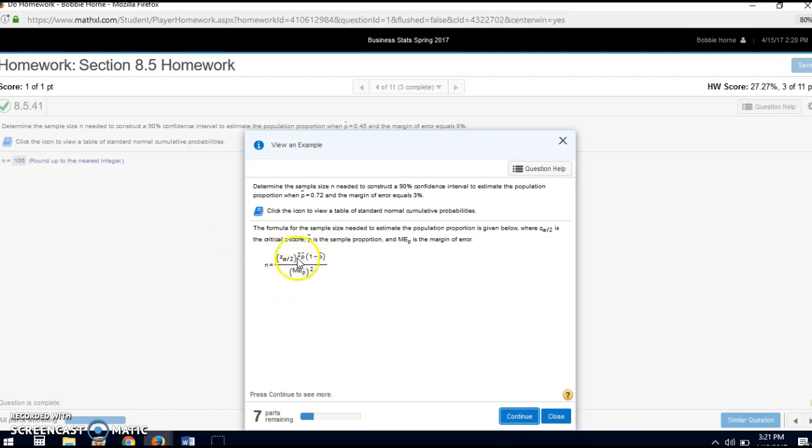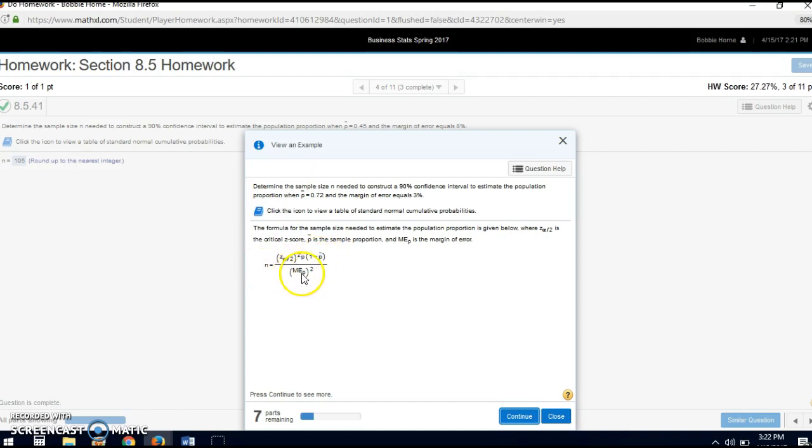So we have 1.645 squared times 0.45 times 1 minus 0.45, which would be 0.55. So these two numbers, you don't really have to know this, but you're going to get 0.45 here and 0.55 here. They should always add up to 1. So that's one way to figure out what number goes where. But again, you're just multiplying 1.645 squared times 0.45 times 0.55. This is coming from the given. All you're doing is plugging in. You're plugging into a formula.